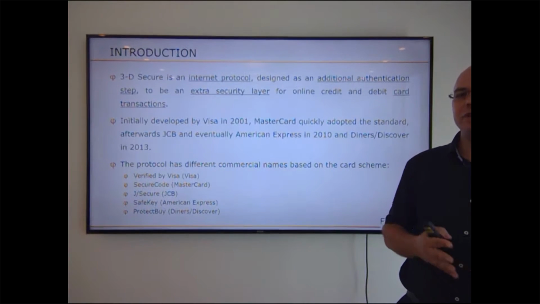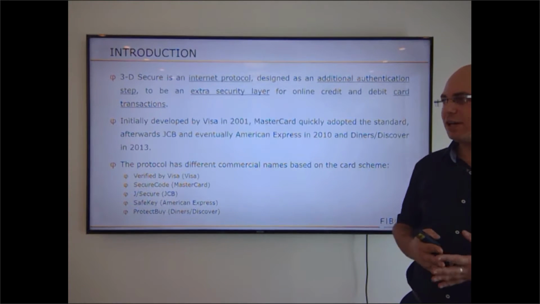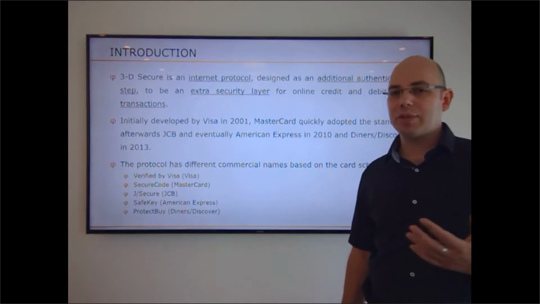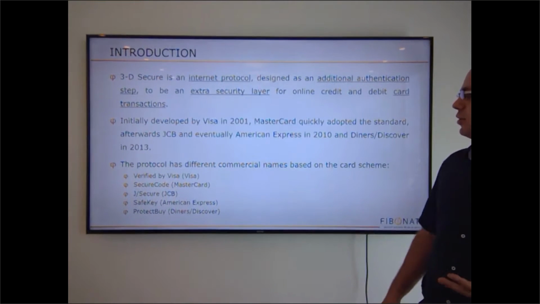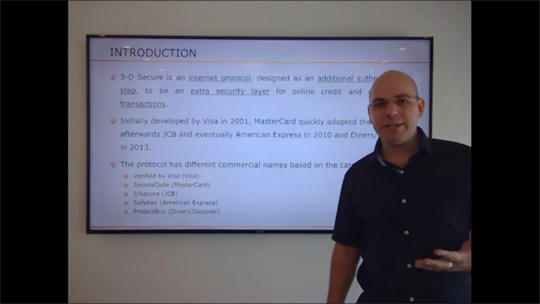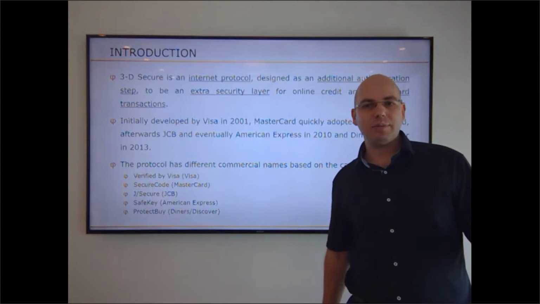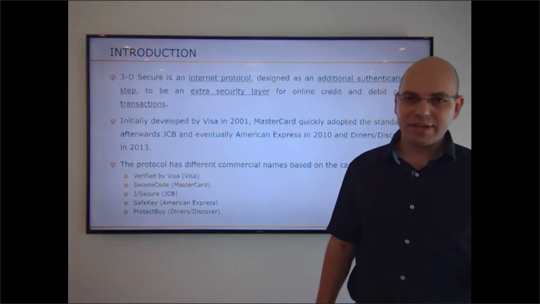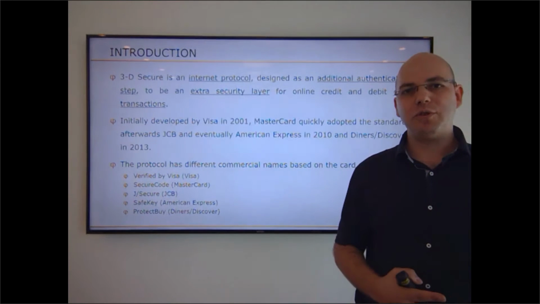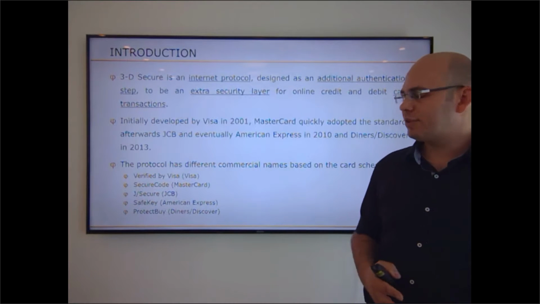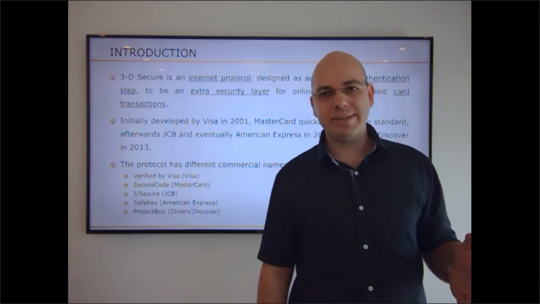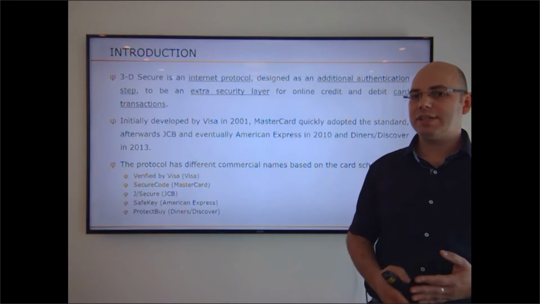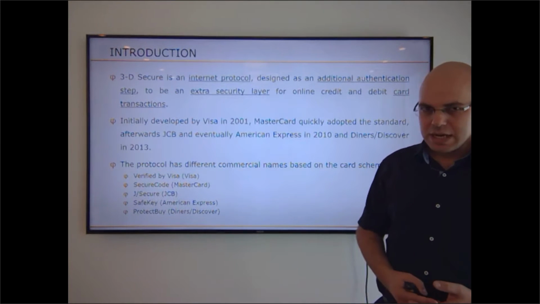The first company that actually developed and deployed 3D Secure was Visa back in 2001, so 15 years ago. About 1 year afterwards, MasterCard quickly adopted the standard and started offering this as well. A couple of years after MasterCard, JCB also joined, and eventually in 2010, American Express, and the latest to join, in 2013, is Diners Discover.